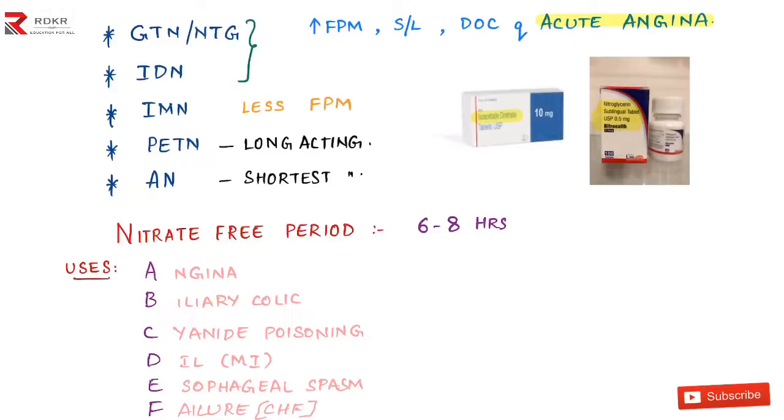They both have very high first pass metabolism, and that's why we give these drugs by the sublingual route. So why were these drugs given sublingually? Because they have the highest first pass metabolism, and that's why we give them sublingually.